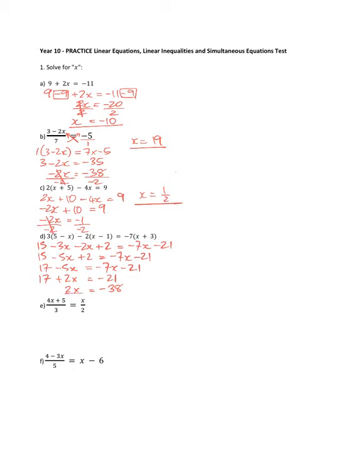2x, so the opposite of that is dividing by 2. Divide both sides by 2. The 2's cancel out. X is going to be negative 38 divided by 2, which is negative 19.